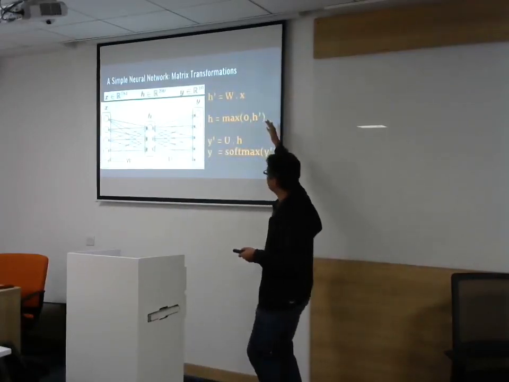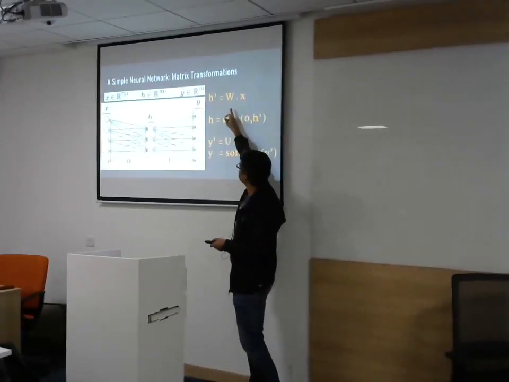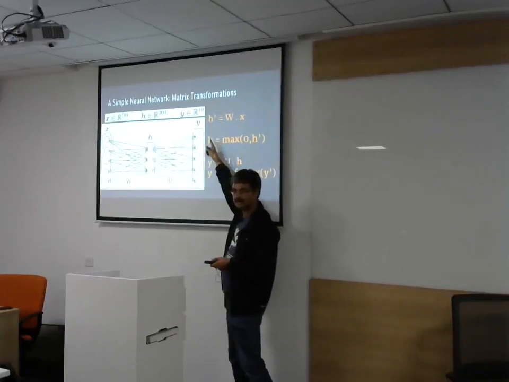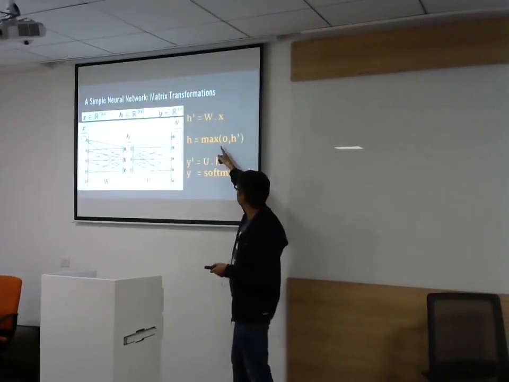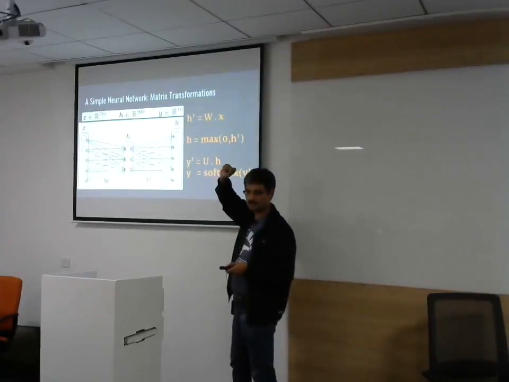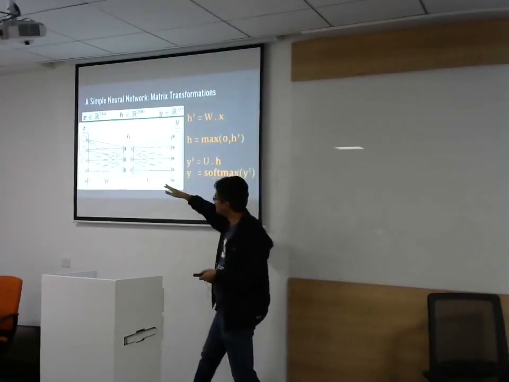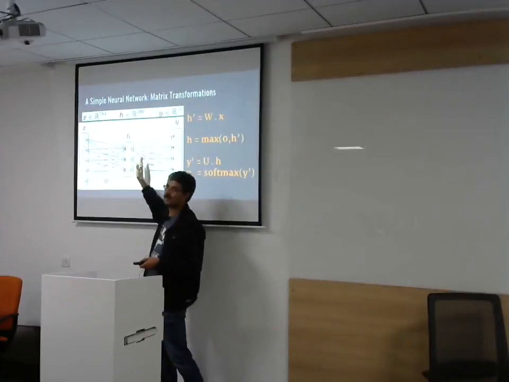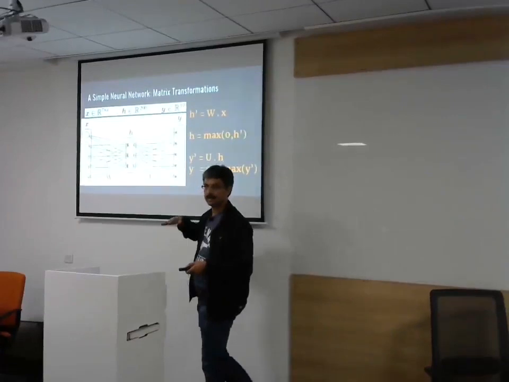X is transformed by W by matrix multiplication, and you get this hidden vector h prime. You compute this activation. It's a max: if h prime is more than zero, then it's one. Otherwise, it's a zero. So only those values which are more than zero will go forward, or will be reflected in the later layers. The others will be scrambled.